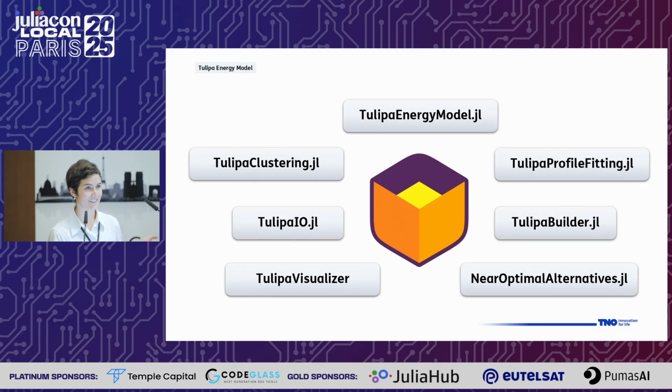They helped us realize when to create a new repository and not do everything in one. Some of these are still work in progress and not all complete, but we now have an ecosystem of packages rather than just one mega package. And we even created a near-optimal alternatives package and didn't brand it as Tulipa because it's a generalized package that is just doing a post-optimization method for modeling to generate alternatives, things like that.